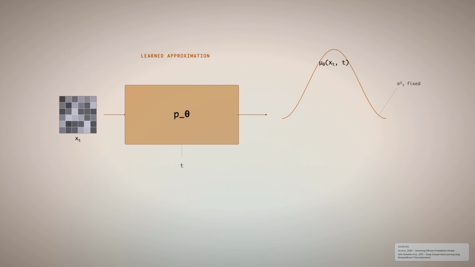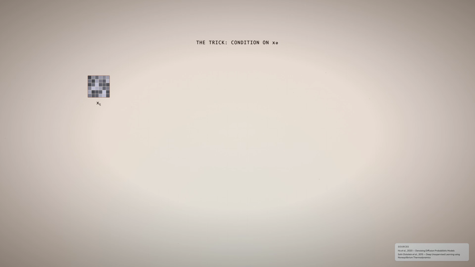Generation hits a wall. Reversing q of x_{t-1} given x_t requires integrating over every possible clean image that could have produced this noisy input, intractable. So we approximate with a neural network. But how do you train against a target you can't compute? During training, we have x_0, condition on it.